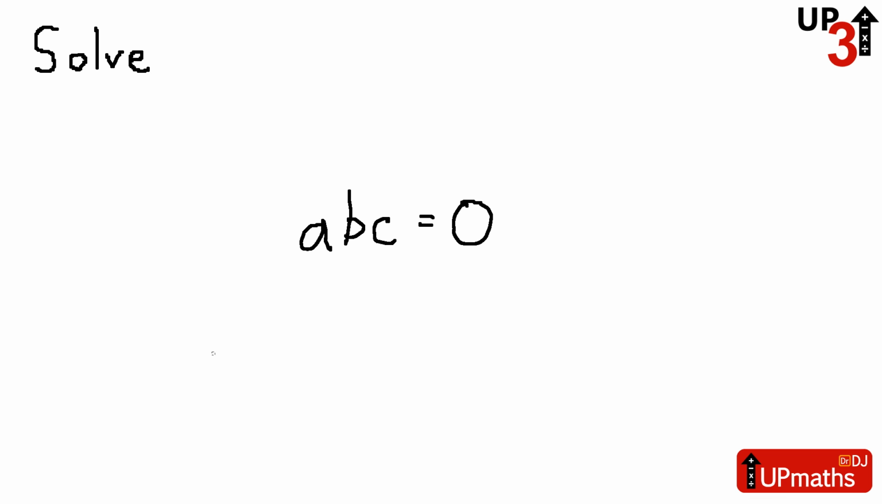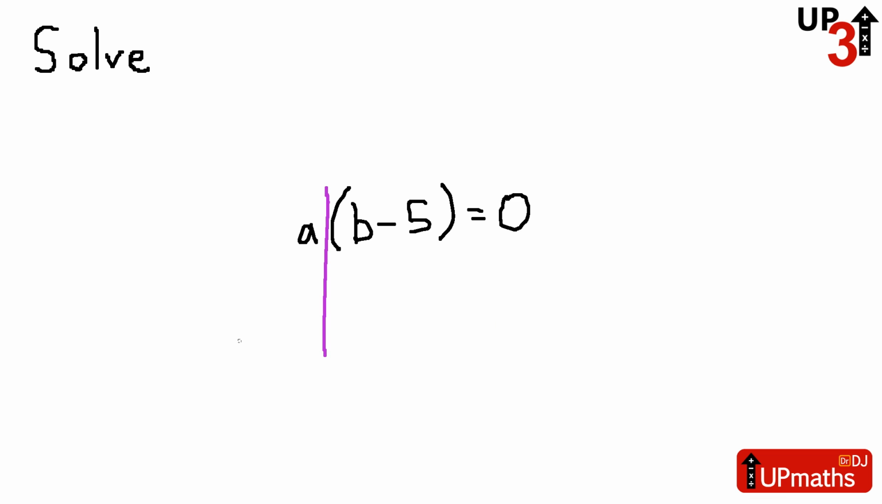What about this one? Pause the video, have a bit of a think. Well, in this case, a equals 0 or b equals 0 or c equals 0. Okay, so we're getting the idea now that if you've got stuff multiplied together and it equals 0, well, one of them's got to be 0. Okay, what about this?